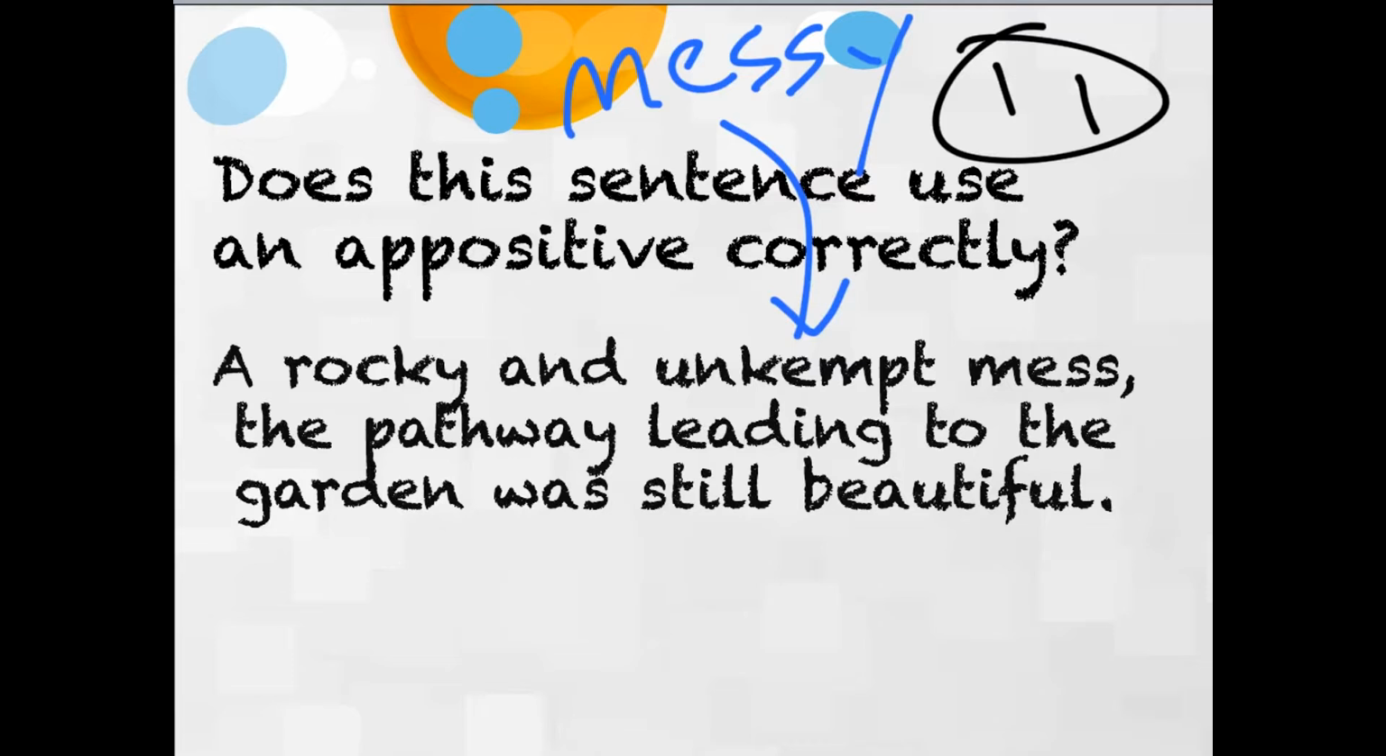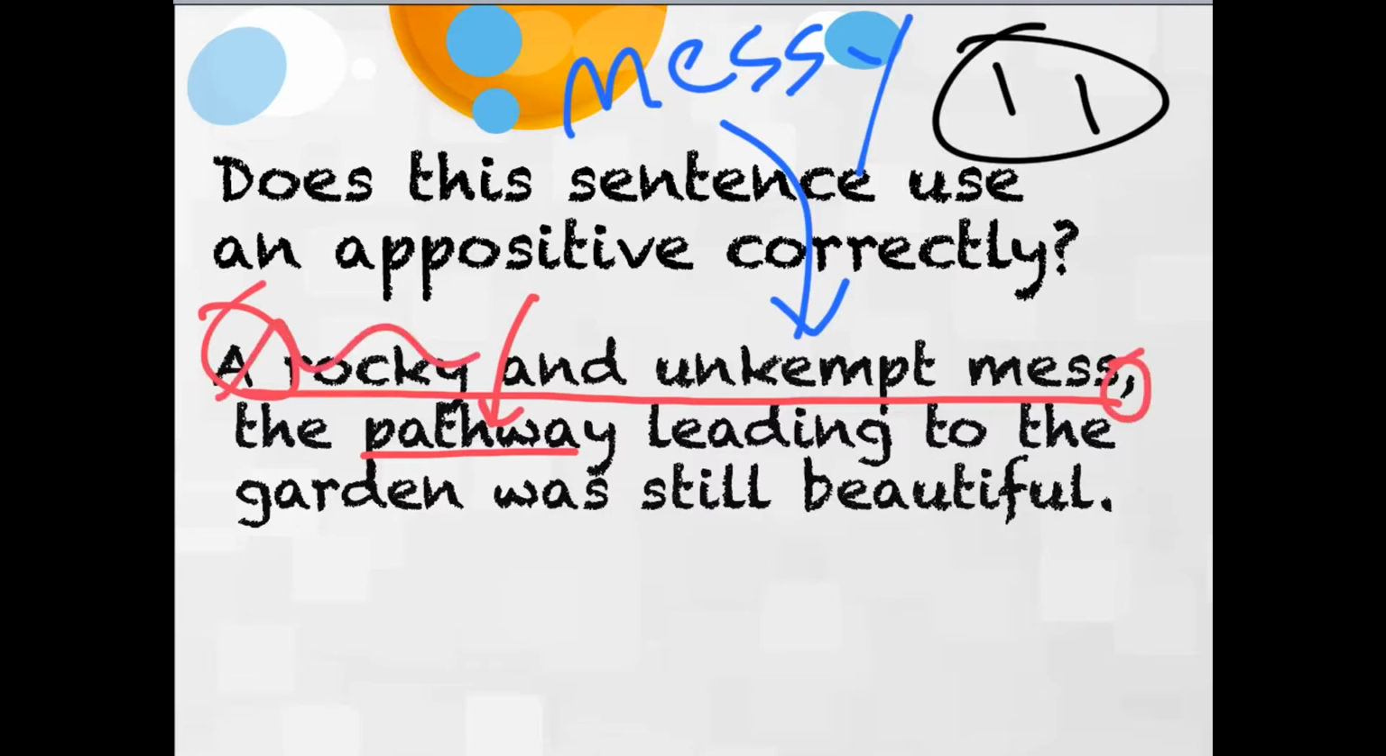First, it gives us more information, a rocky and unkempt mess. It gives us more information about the noun pathway. Good, we're good with rule number 1. Rule number 2, it starts with a. Rule number 3, followed by a comma. Rule number 4, you can cross it out and the sentence still makes sense. The pathway leading to the garden was still beautiful.